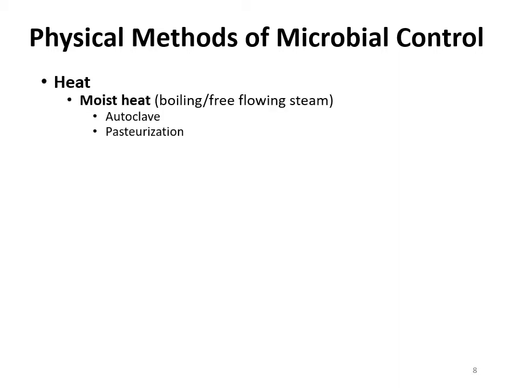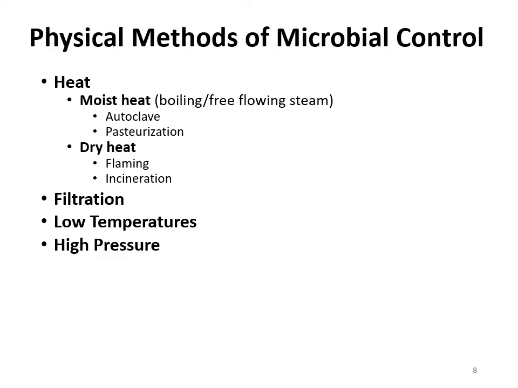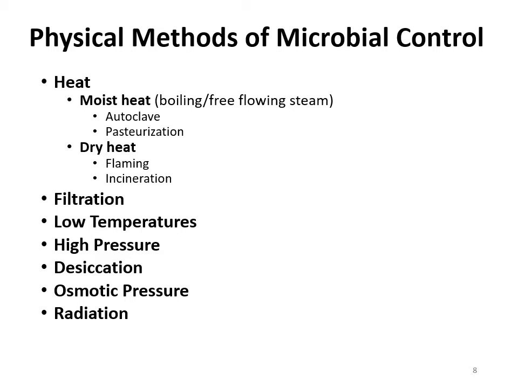The last thing that I want to mention is some physical methods to control microbial growth. Physical methods include heat, filtration, temperature, high pressure, desiccation, osmotic pressure, and radiation. So when we talk about heat, you notice there are two forms. There's moist heat and there's dry heat. In the lab, we use a lot of times the incinerators on your desks. That is dry heat. Or if we use a Bunsen burner, that's dry heat. And those sterilize. They completely kill bacteria.